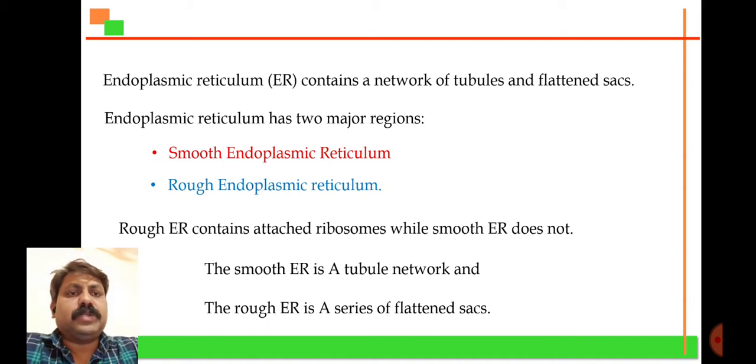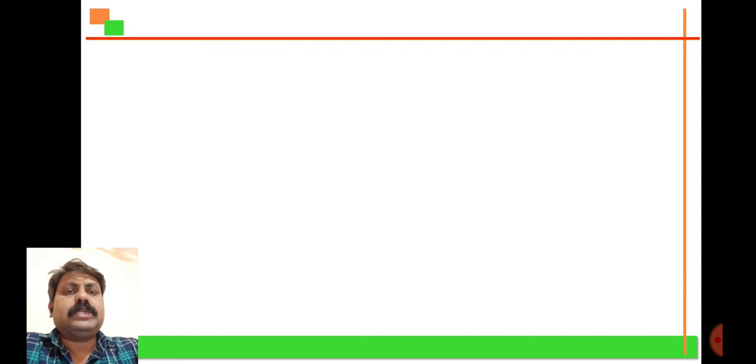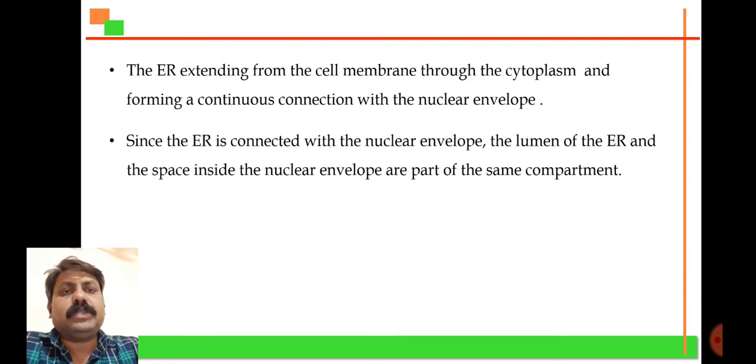In the smooth endoplasmic reticulum, a tubule network is there, and in the rough endoplasmic reticulum, a series of flattened sacs is there. So vesicles, tubules and cisternae form the smooth and rough endoplasmic reticulum. It extends from the cell membrane through the cytoplasm, forming a continuous connection with the nuclear envelope that we have discussed. And the lumen of the endoplasmic reticulum, that is, the inner intermembrane space, has a connection with the nuclear envelope, and that is why it is helpful in production, processing and transport of proteins and lipids.